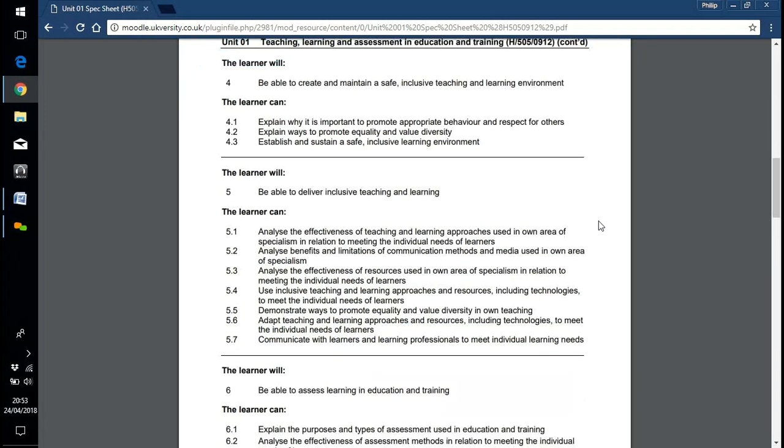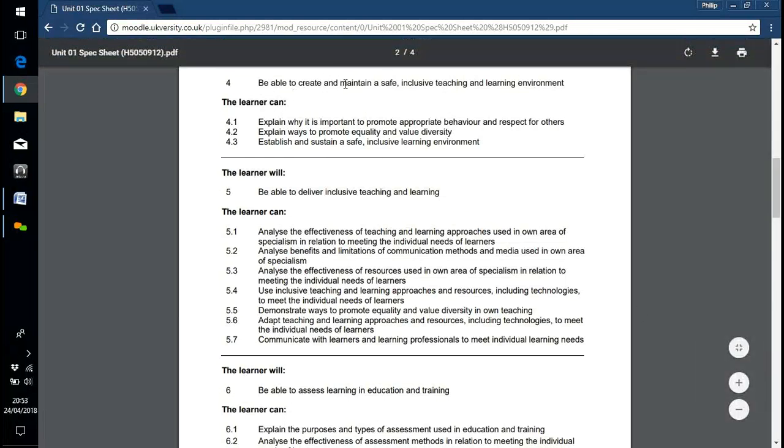So LO4 just moves on from that. You've done the initial assessment, you've put a scheme of work and learning plans together, and you've started to teach. So LO4 is to be able to create and maintain a safe and inclusive teaching and learning environment. Explain why it is important to promote the appropriate behaviour and respect for others. Explain ways to promote equality and value diversity, and establish and sustain a safe and inclusive environment.